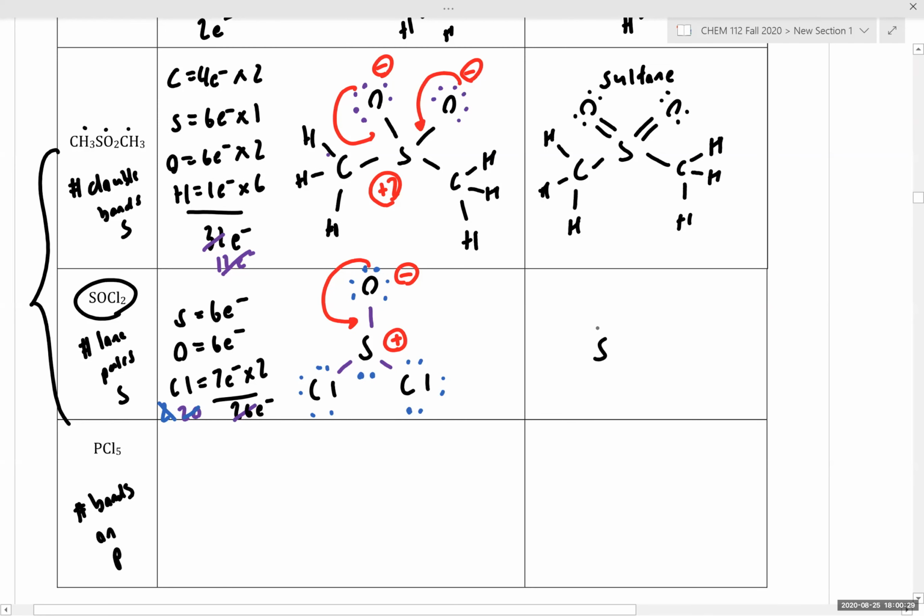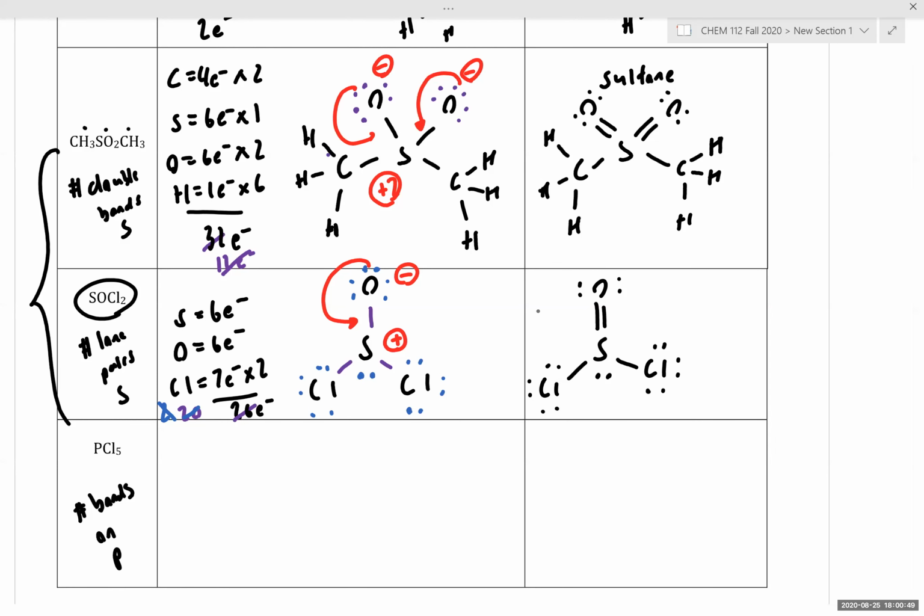That in turn gives us the following structure. Don't forget the lone pair on sulfur. This is known as sulfonyl chloride, and it's commonly used as a reagent for oxidation, such as the Swern oxidation, as well as other substitution reactions in which a hydroxy group is replaced with a chloride or other halogen. Any questions on this second example?